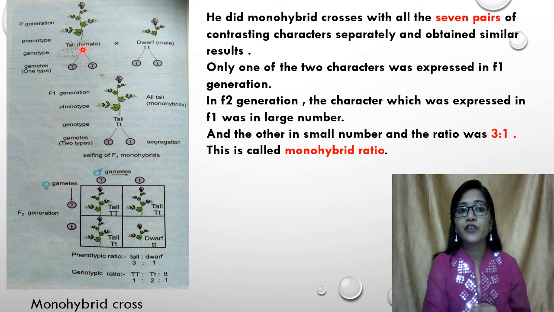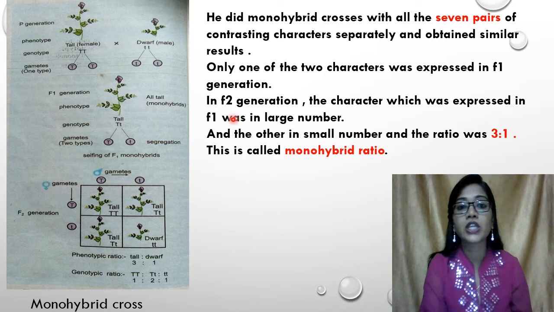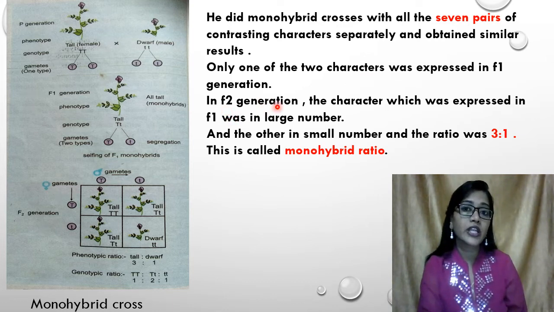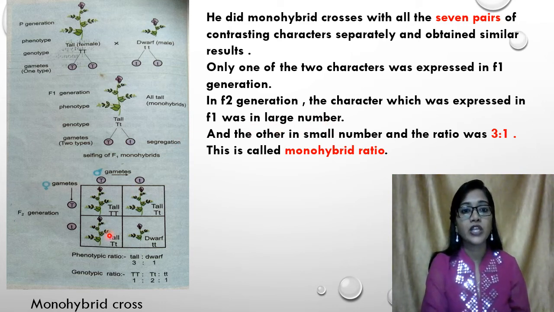Even if he crossed a tall plant with a dwarf plant, he got only tall plants. Such type of only one character out of 2 characters was expressed in the F1 generation. He observed that in the F2 generation, the character which was expressed in F1 was in large number. So 3:1, if you observe the ratio.